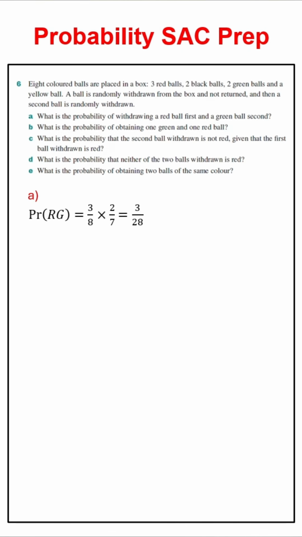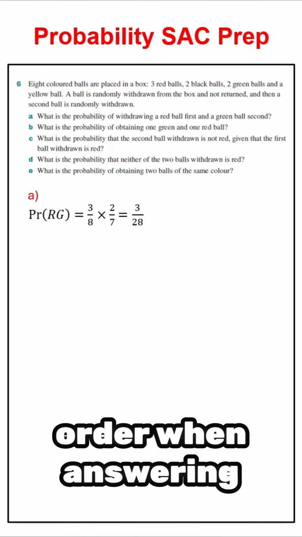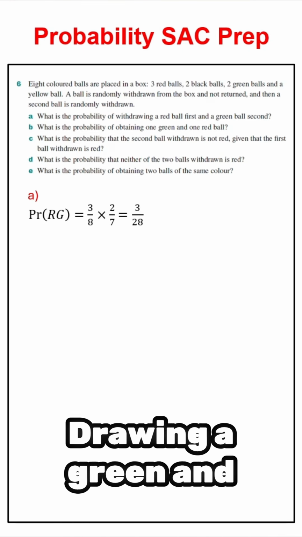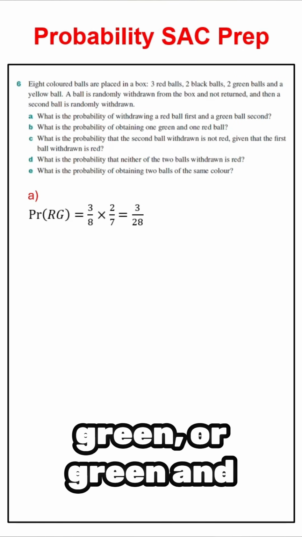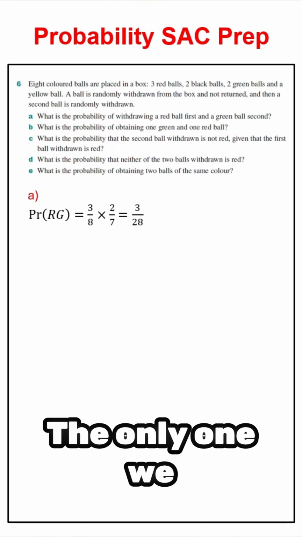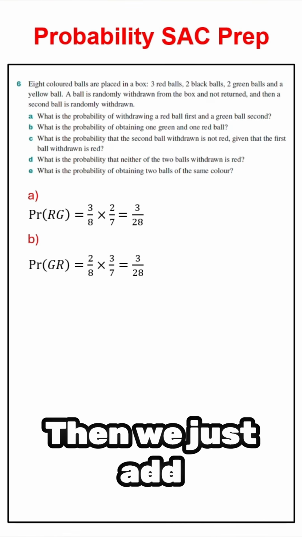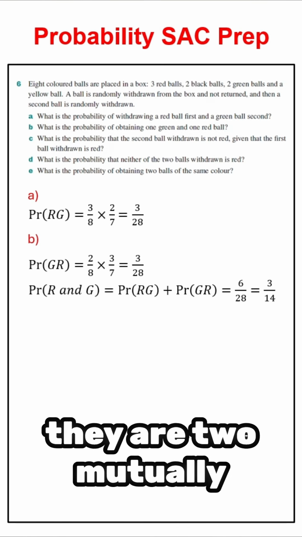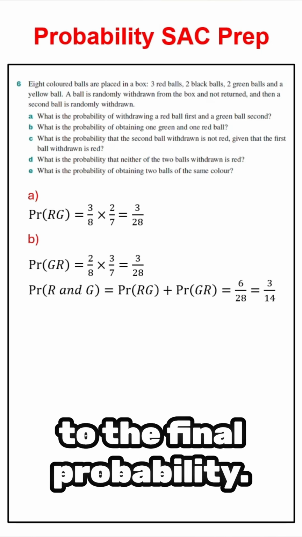Part B is similar, but it doesn't specify an order, hence we need to consider the order when answering the question. Drawing a green and a red can be done in 2 different ways, red and then green, or green and then red. The only one we don't know is green then red, so let's calculate that. Then we just add the two together because they are 2 mutually exclusive events that contribute to the final probability.